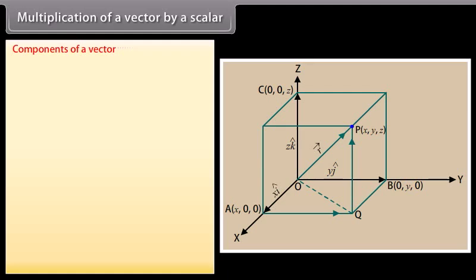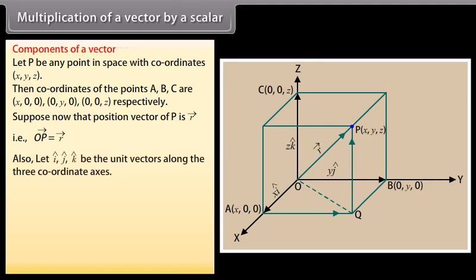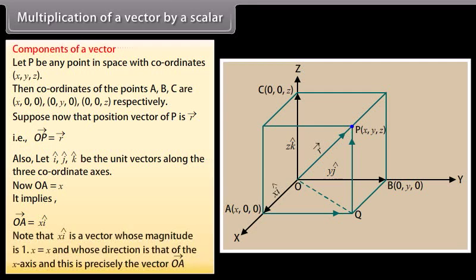Components of a vector. Let P be any point in space with coordinates x, y, z. Then the coordinates of the points A, B, C are (x, 0, 0), (0, y, 0), (0, 0, z), respectively. Suppose now that the position vector of P is vector R, that is, vector OP equals vector R. Also, let cap i, cap j, cap k be the unit vectors along the three coordinate axes. Now, OA equals x. It implies vector OA is equal to x cap i. Note that x cap i is a vector whose magnitude is 1 into x equals x and whose direction is that of the x-axis, and this is precisely the vector OA.